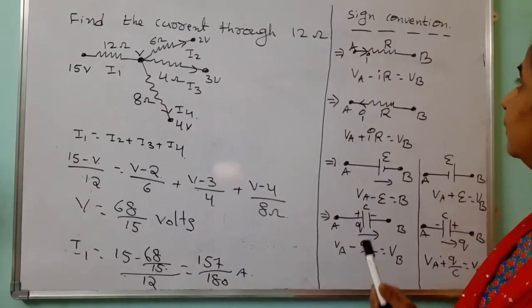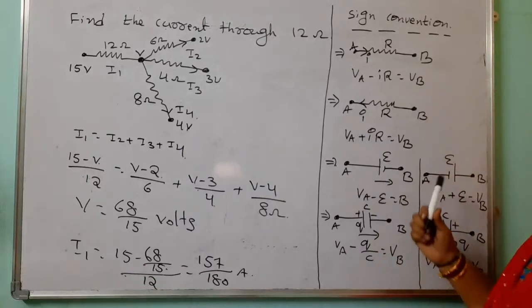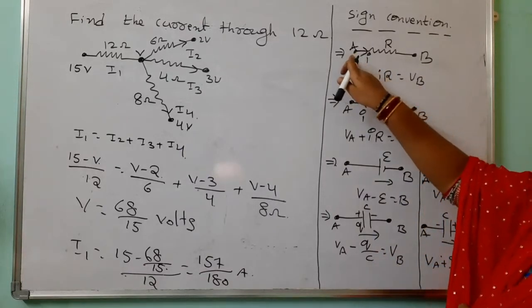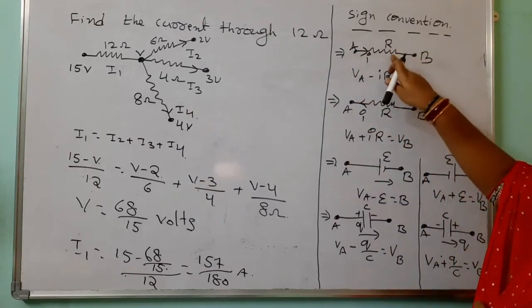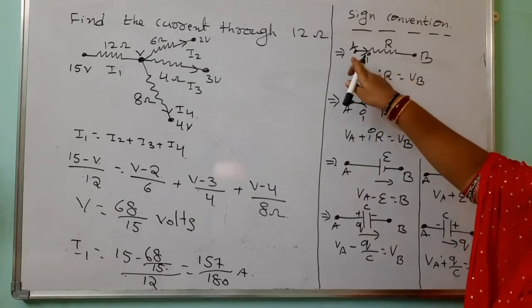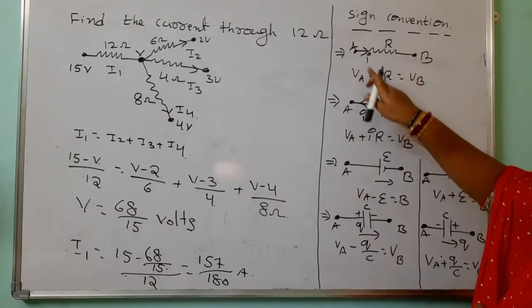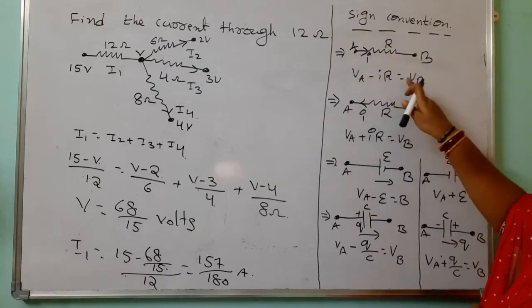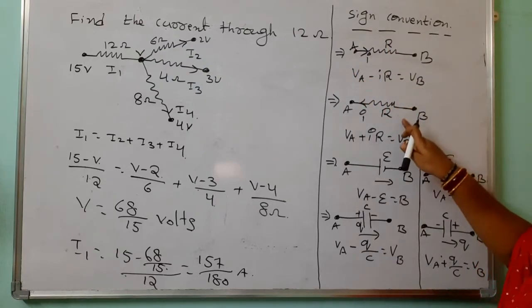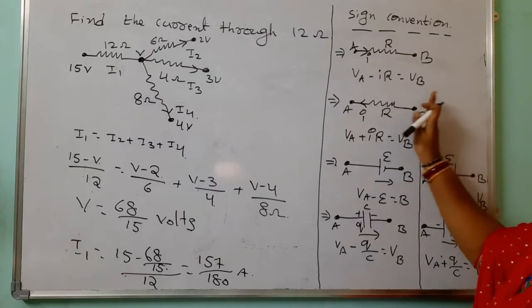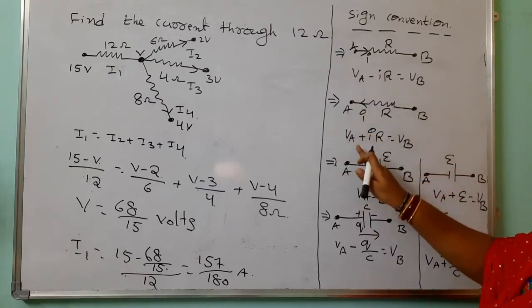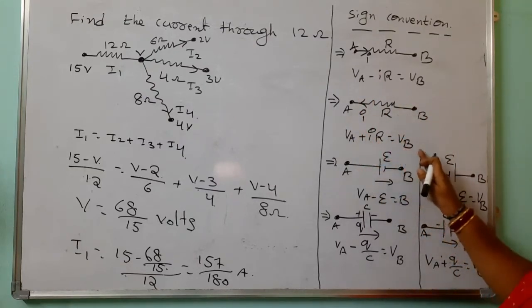Now we can go through one more application, that is how to take the sign convention. Based on the current, we can take the sign convention. Look here, the point A, from A to B one resistor is there. If the current is flowing across the resistance in this direction, we take VA minus IR equals VB. Then second condition, look here, it is moving like this. In this case, we take VA plus IR equals VB.